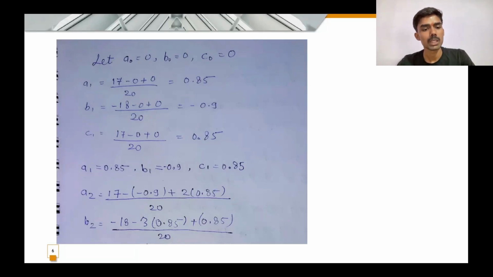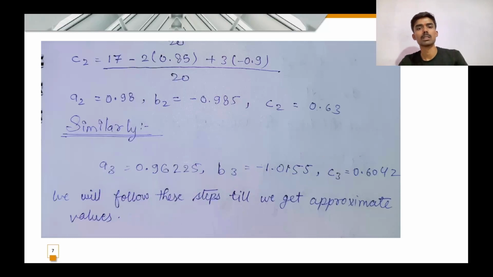Similarly, the value of a2, b2 and c2 can be obtained, which are displayed on the screen in front of you. a2 is equal to 0.98, b2 is equal to minus 0.985, and c2 is equal to 0.63. And similarly, we can obtain the values of a3, b3 and c3, which are our final answers: a3 is 0.96225, b3 is equal to minus 1.0155, and c3 is equal to 0.6042. This is the answer of this respective question.